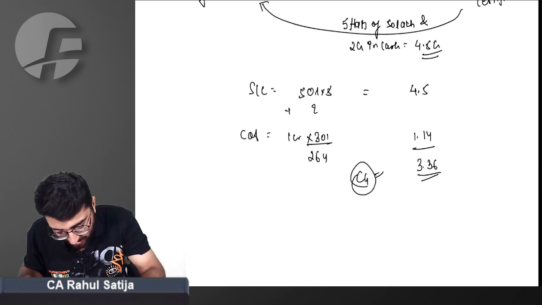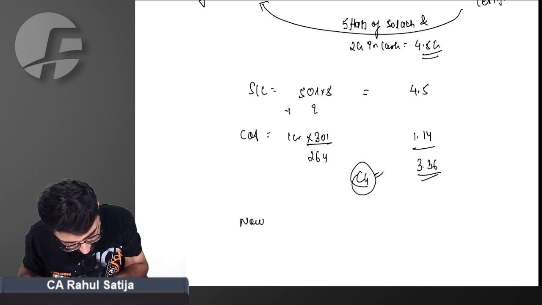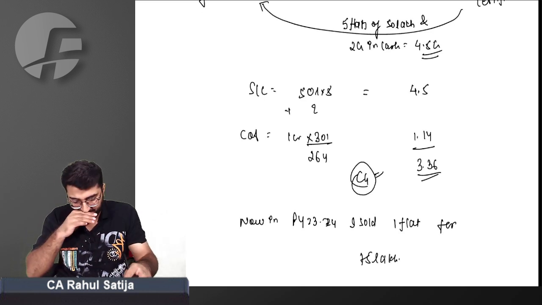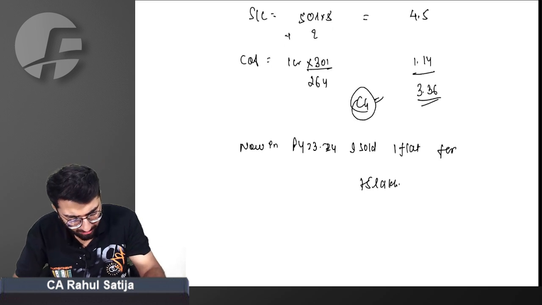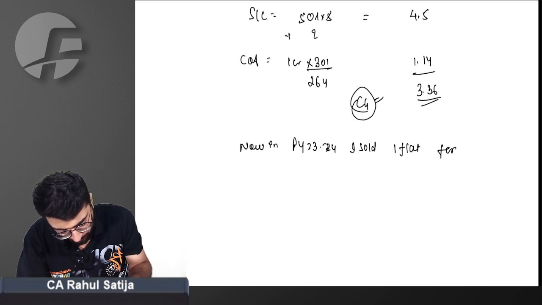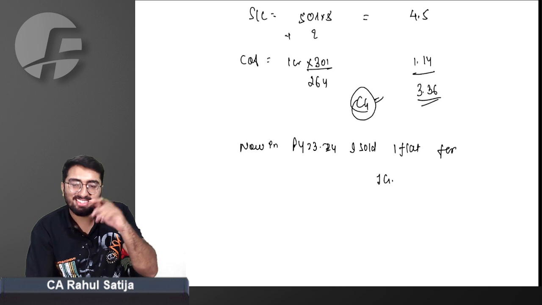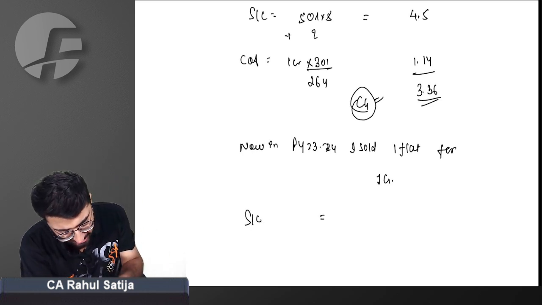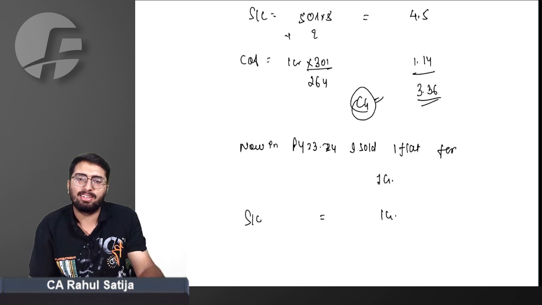Okay. Now answer these questions. I received these flats in previous year 23-24. I sold 1 flat for 75 lakh. I sold 1 flat for 1 CR. Now tell me what will be the capital gain applicable in my hands. So sales consideration is very clear, 1 CR.